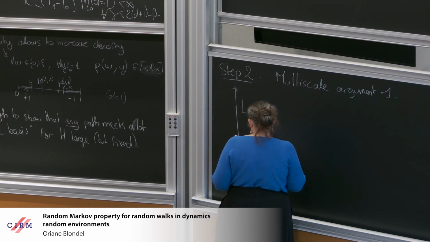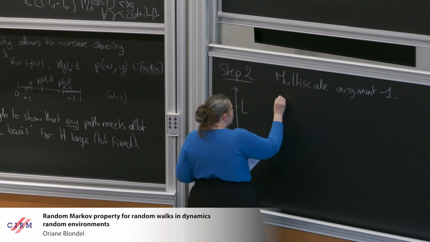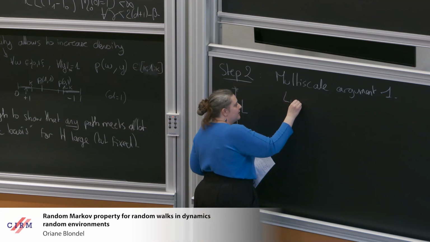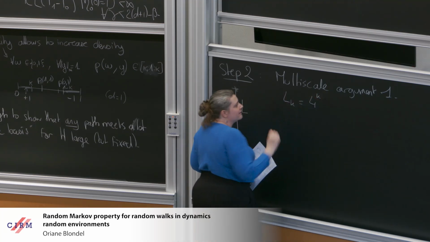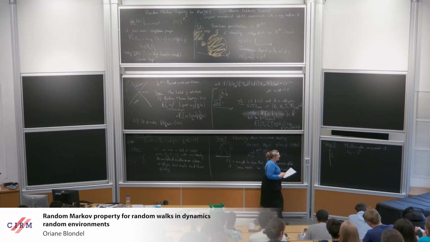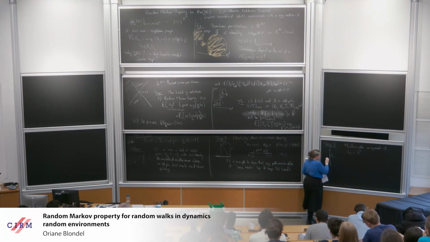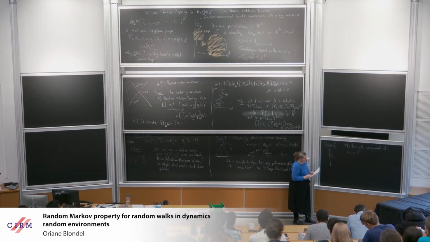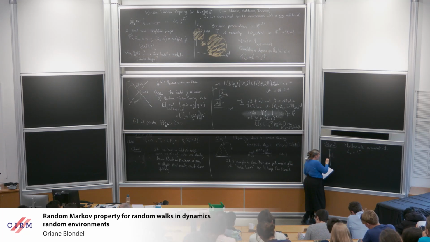Okay. So let me fix... It's a simple multi-scale argument, which is why I'm giving it to you, because it can get ugly very fast in this business, but not here. So you fix L to be 4 to the k, which is a simple enough progression, increasing very rapidly.